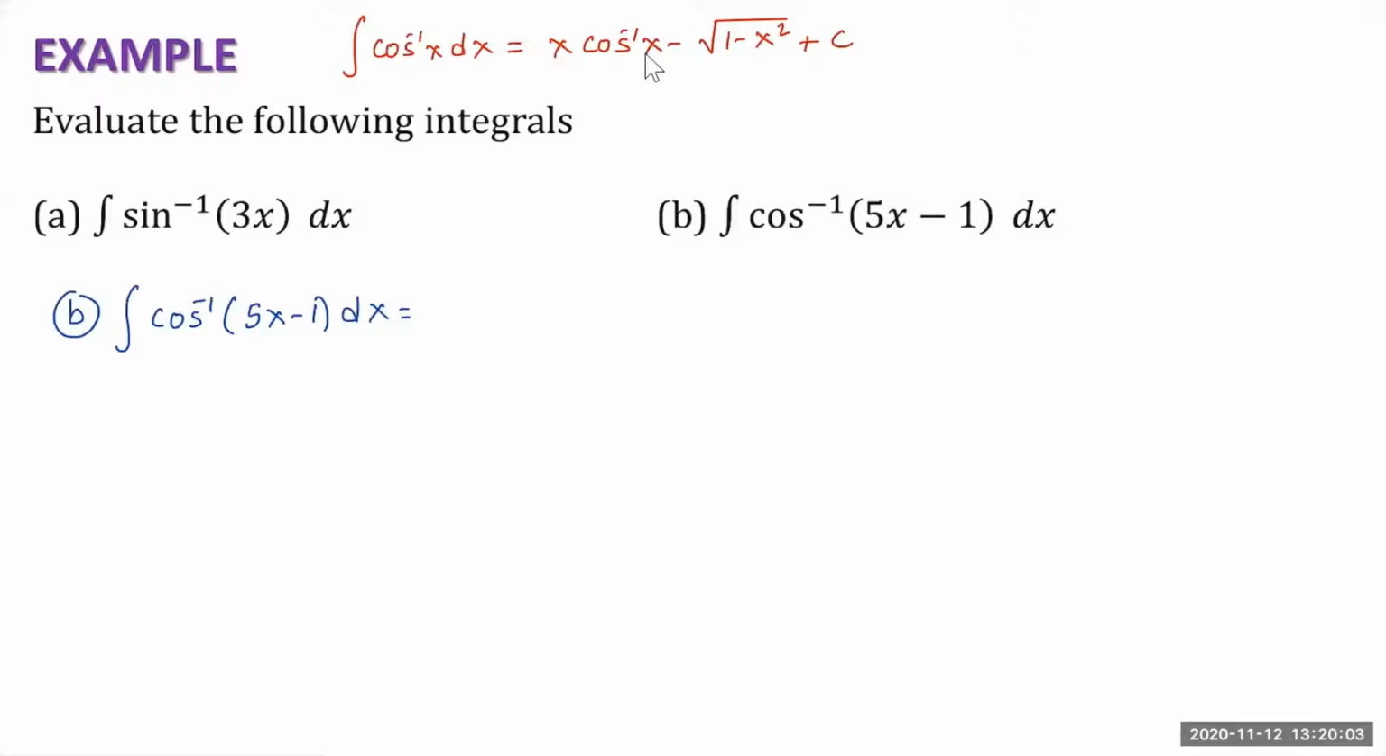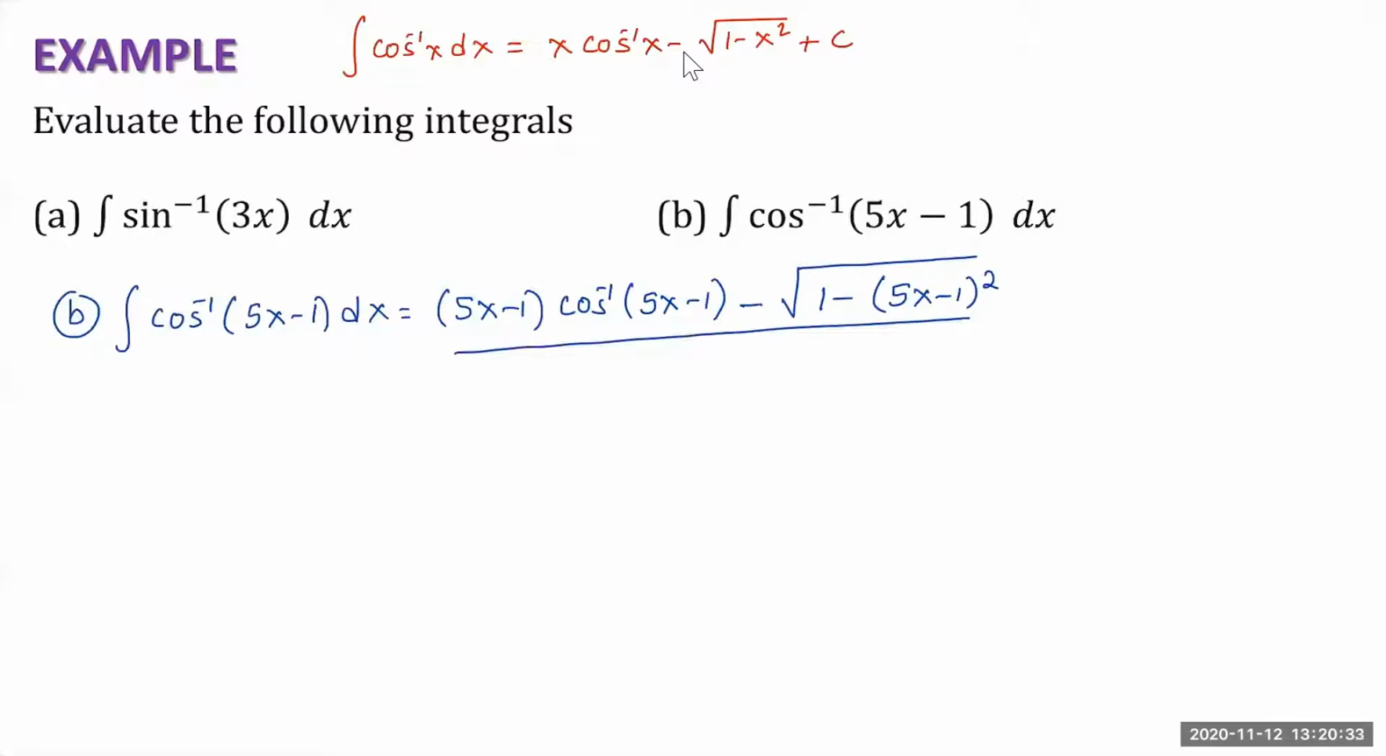So let's use the formula. We have x times cosine inverse x. In place of x, I have 5x minus 1. So we'll do 5x minus 1 cosine inverse 5x minus 1. And then we have a minus sign, square root of 1 minus x squared. In place of x, I have 5x minus 1, quantity squared. We have to divide all this by the derivative of the inside function. Derivative of 5x minus 1 is 5.